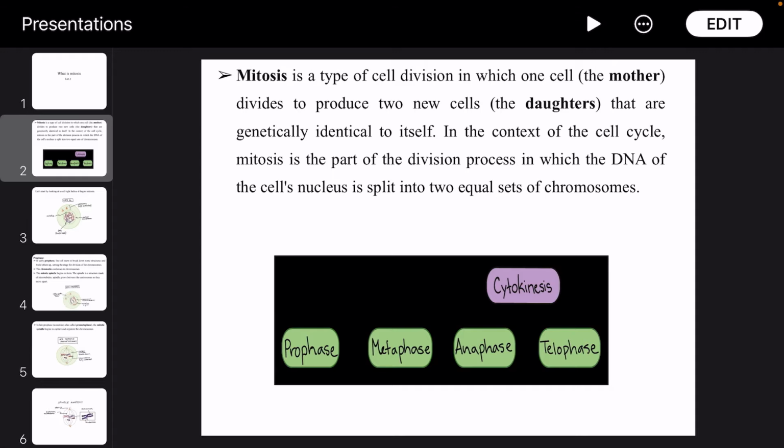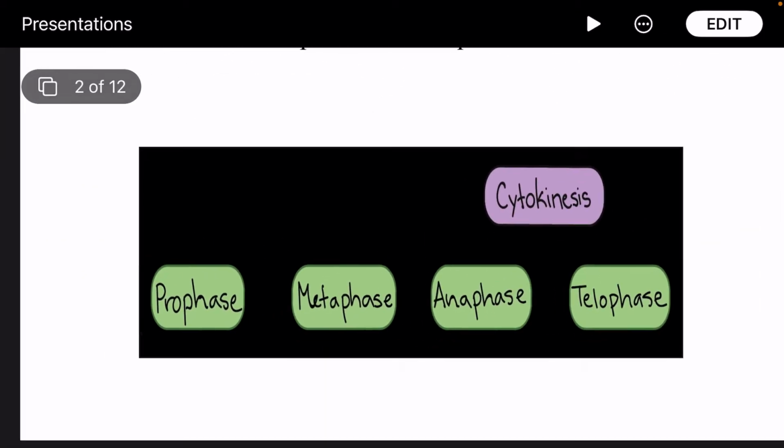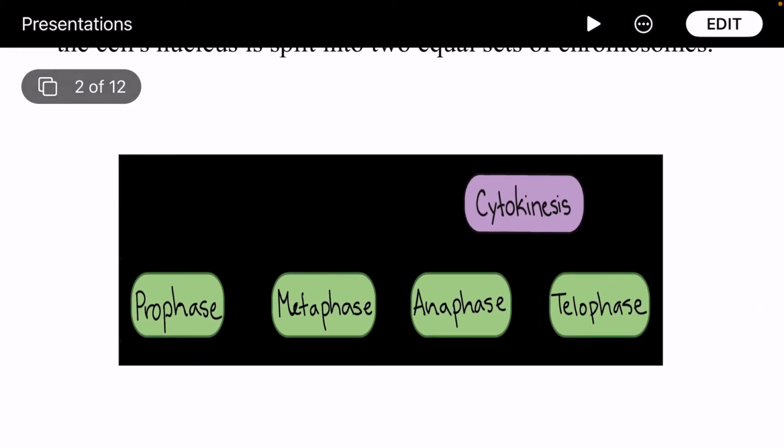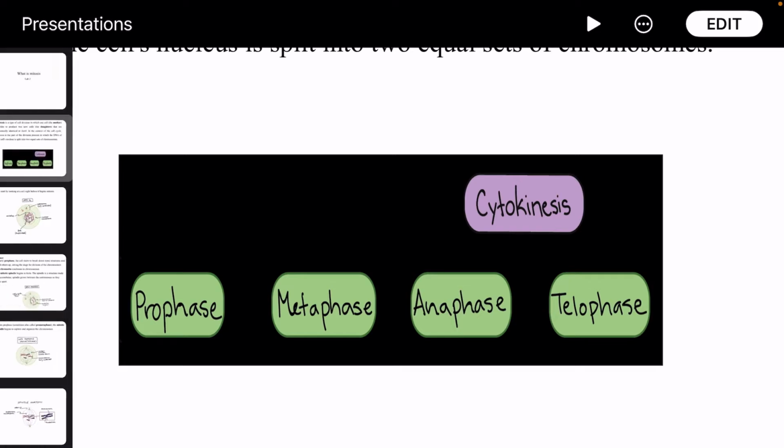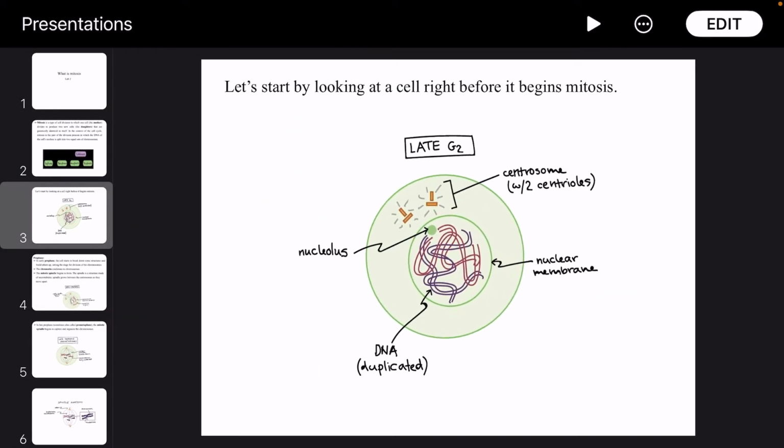You can see on this black figure here, cytokinesis. We have prophase, metaphase, anaphase, and telophase. On this slide, let's start by looking at the cell right before it has begun mitosis. So we have here the whole cell, chromosomes, nucleus, DNA, and nuclear membrane.